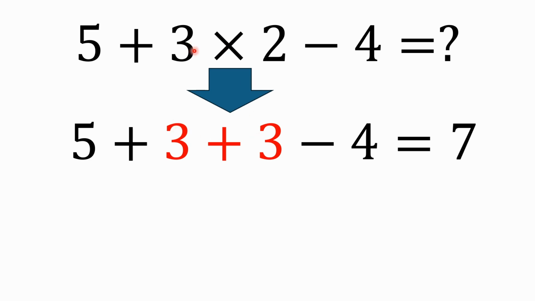So if you don't like working with mixed operations, mixing multiplication with addition and subtraction, you can just convert this 3 times 2 to addition, and you're going to get the same answer of 7, which is the only correct answer. 5 plus 3 is 8. 8 plus 3 is 11. 11 minus 4 gives you 7. So once again, 7 is the correct answer.